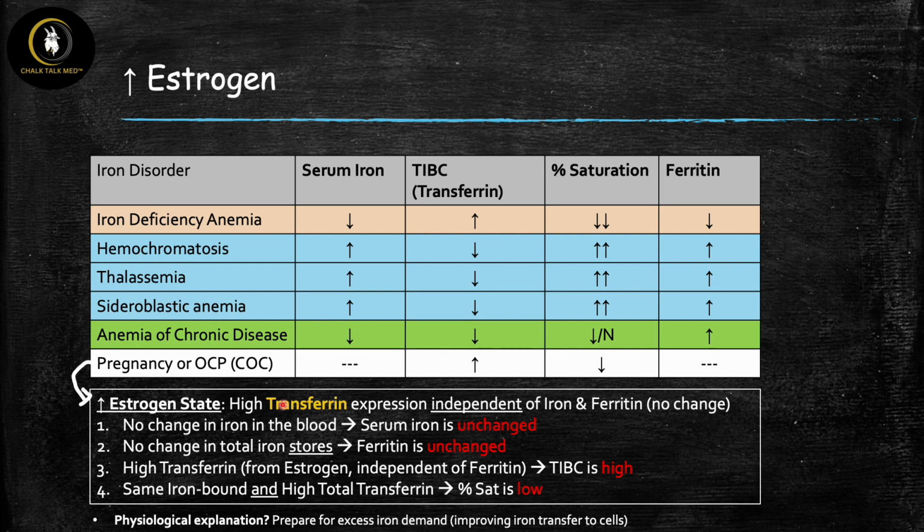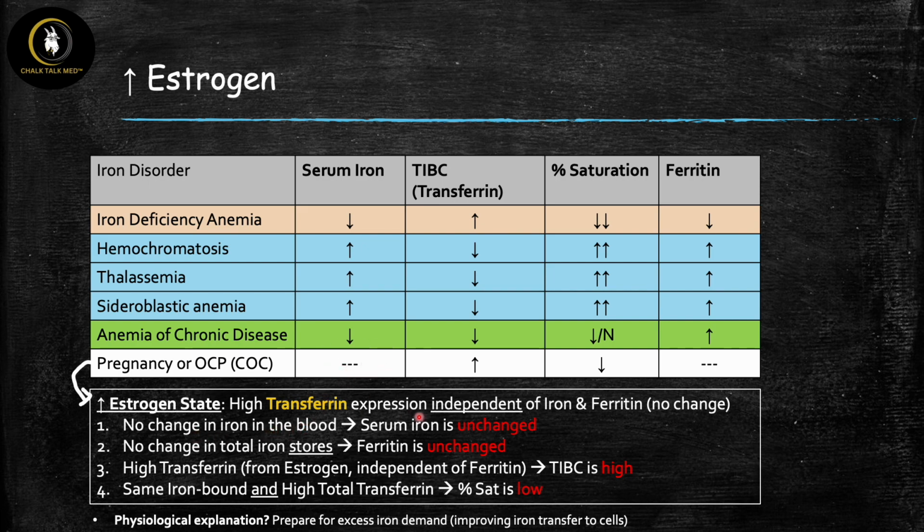And there is actually kind of a physiological explanation about this if you think about it. In pregnancy, what's going to happen? The body's going to start getting used to having to use up more of the iron, right? So it's going to want to increase its transferrin levels to have the capacity to meet that excess iron demand and be able to improve iron transfer to all these extra cells that need it. So physiologically, it makes sense that it would do that. The key here, again, recognize higher transferrin expression independent of iron and ferritin. So if you know this, then you know exactly what these iron studies are going to look like.